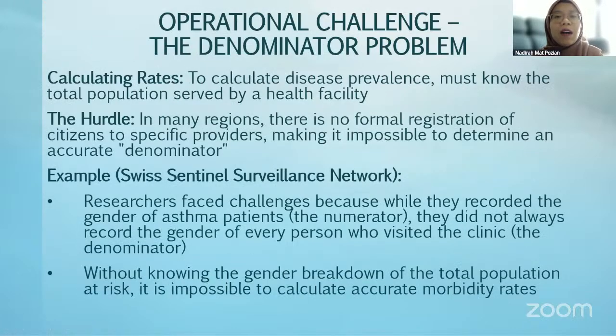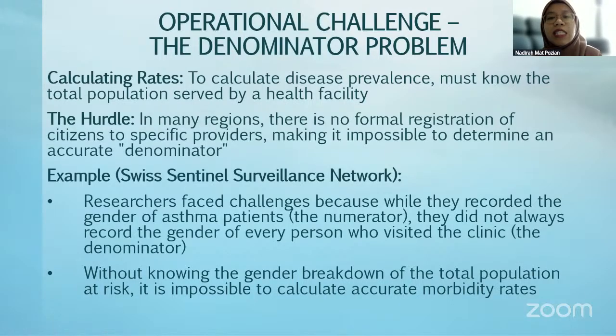So that's the barriers, as in the major challenges. Now let's look at the operational ones. The first thing is the denominator problem. To calculate disease prevalence, we need to know the total population served by a health facility.